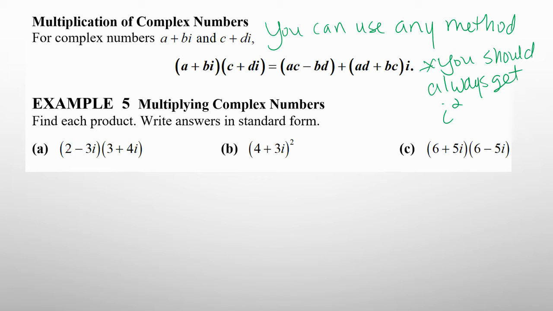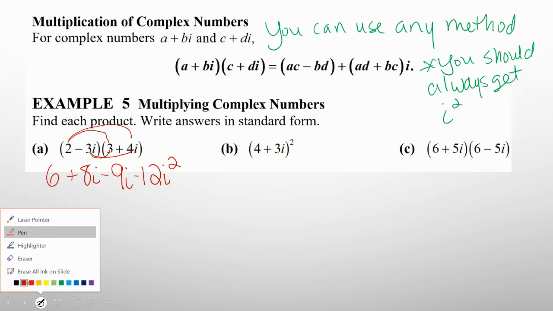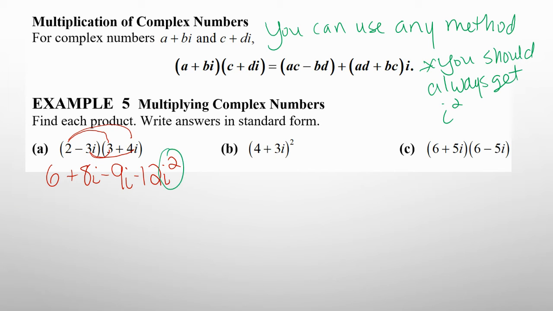So I'll start here on letter A. I'll distribute. 2 times 3 is 6. 2 times 4i is 8i. Negative 3i times 3 is negative 9i. Negative 3i times positive 4i is negative 12i squared. Now there's my i squared I was looking for. Want to always take that i squared and change it to the negative 1 that we know that it is. So this is really negative 12 times negative 1, which is positive 12.